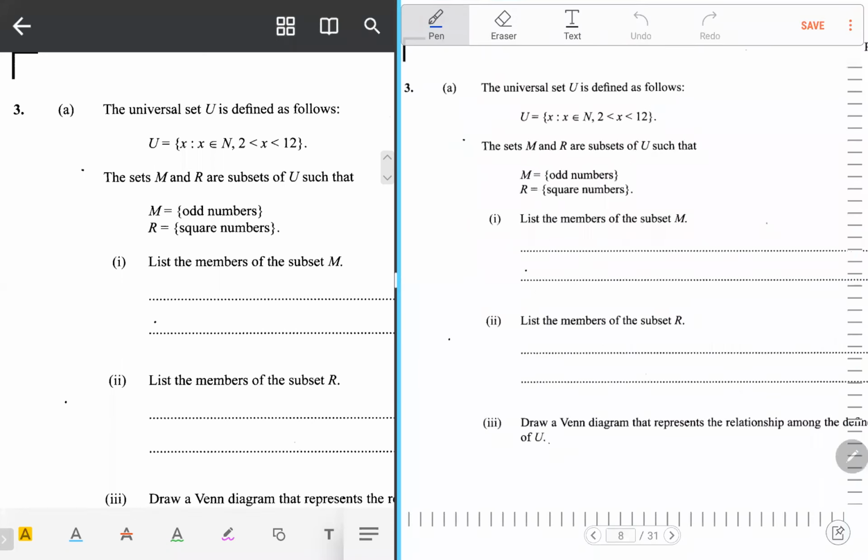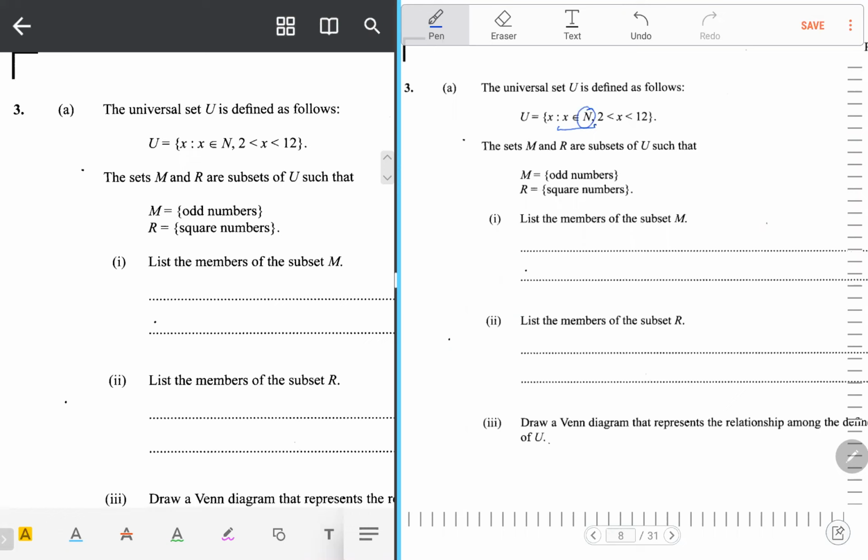All right, so question 3 now is a set question. It says the universal set is defined as U equals x such that x is a member of natural numbers. This N means natural numbers. Remember, your natural numbers are your counting numbers. And people count from 1. The numbers that you start counting from as a baby, numbers that you count naturally. Natural numbers. So it's 1, 2, 3, 4, 5, 6.